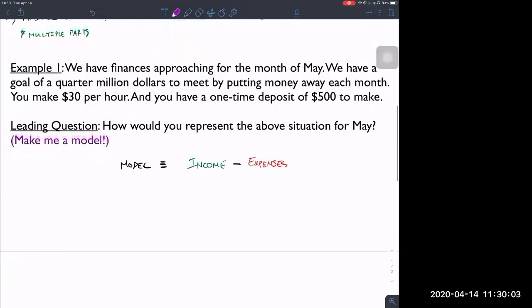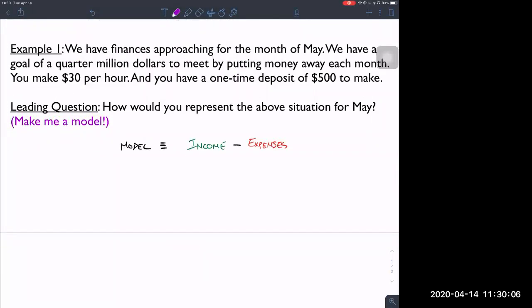So if you're looking back at example 1 right here, I'm going to start right here with the word problem itself. Okay, we have a goal of $250,000 to meet by putting money away each month. So that's one piece right there. So I'm going to put a nice little box around that. Okay, you make $30 an hour. I probably should put the make in the box. And then we have a one-time deposit of $500.